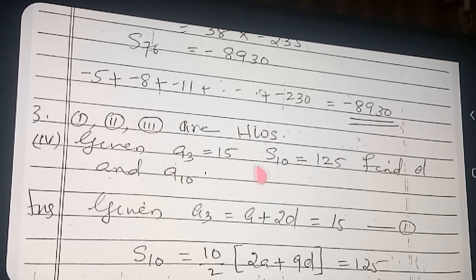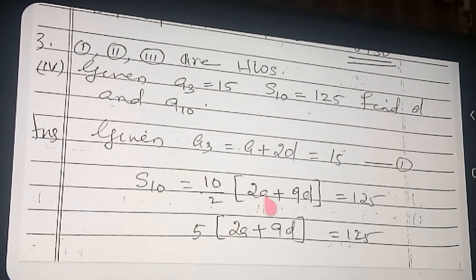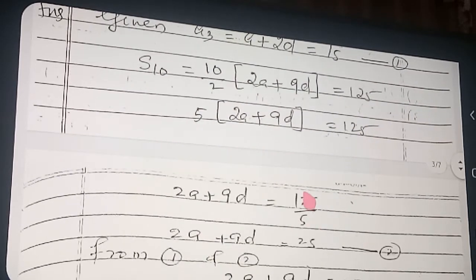So first analyze the question once or twice, and easily all the answers will come. A3 is equal to A plus 2D, which is equal to 15. And S10: the formula is S10 is equal to N by 2 into 2A plus N minus 1 into D. N minus 1 is directly 9, so 9D. So S10 is equal to 10 by 2 into 2A plus 9D, which is equal to 125. So what is 2A plus 9D? 125 by 5.